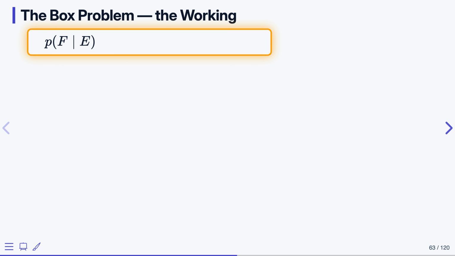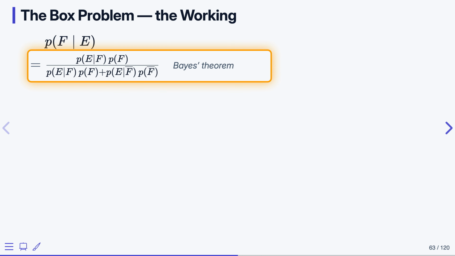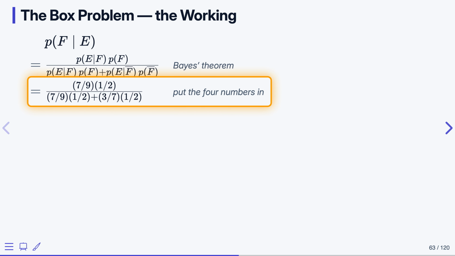We want P of F given E. Bayes' theorem gives the shape, likelihood times prior on top, and the total probability of the evidence on the bottom. Now put the 4 numbers in. 7/9 times 1/2 on top. On the bottom, that same product plus 3/7 times 1/2.